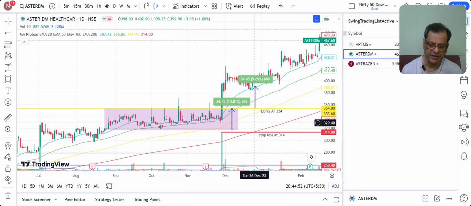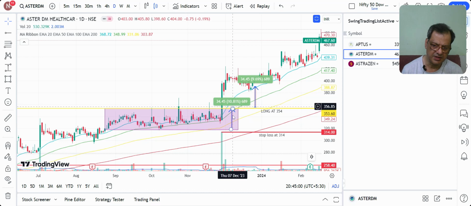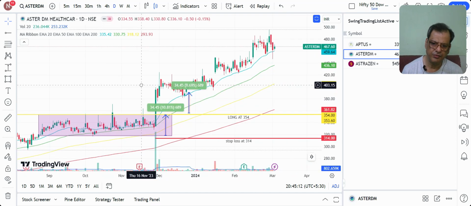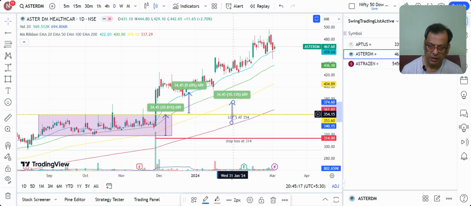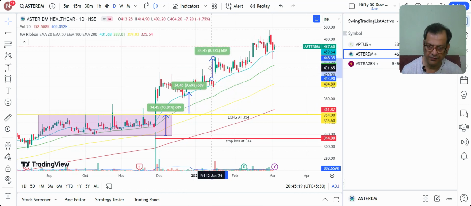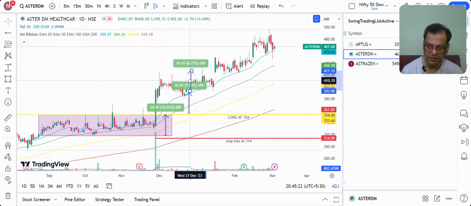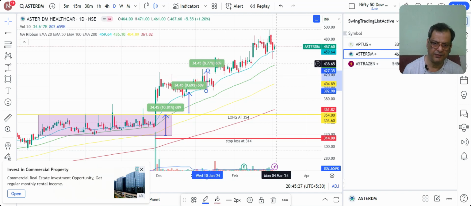So what we need to do is trail your SLs and try for at least 1:2. Because you see here, you have a 40 rupee gap, so you should at least try for 434. If you see here 40 and 80, you should try for at least 484, which is double of this. So you should try for 484.